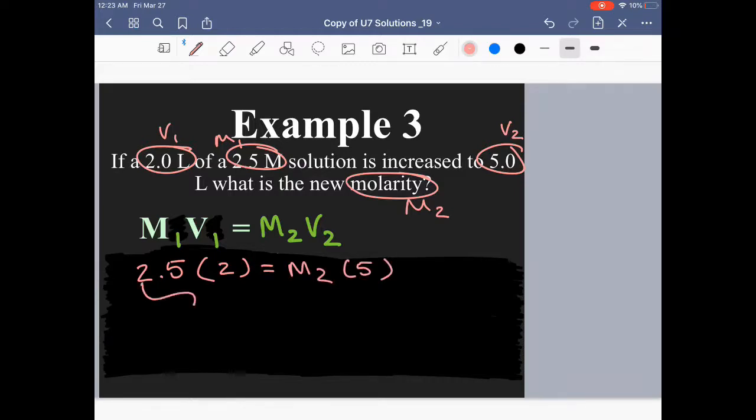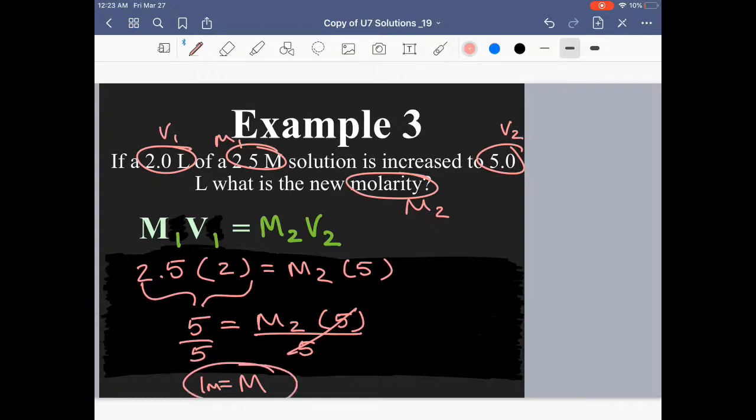All right, so simplify over here. 2.5 times 2, I have 5 equals M2 times 5. How do I solve for M? I'm going to divide by 5 on both sides, and those 5s cancel out. And I have 1 M equals my molarity. Pretty simple example there to start with. So 1 equals my molarity in this new instance.